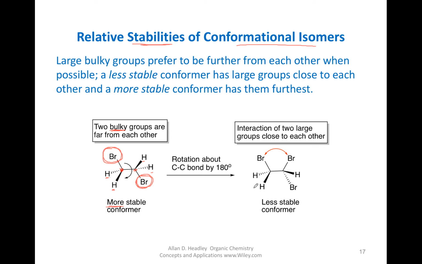Which means that if we have the same molecule but we do the rotation around this carbon-carbon bond by 180 degrees, we'll get the bromine close to this bromine here. So now we have two large groups that are extremely close to each other. So now we're defining molecules that are not stable as having two groups close to each other. For some reason, we have defined in chemistry that if things get too close to each other, not stable. If they get far from each other, more stability.